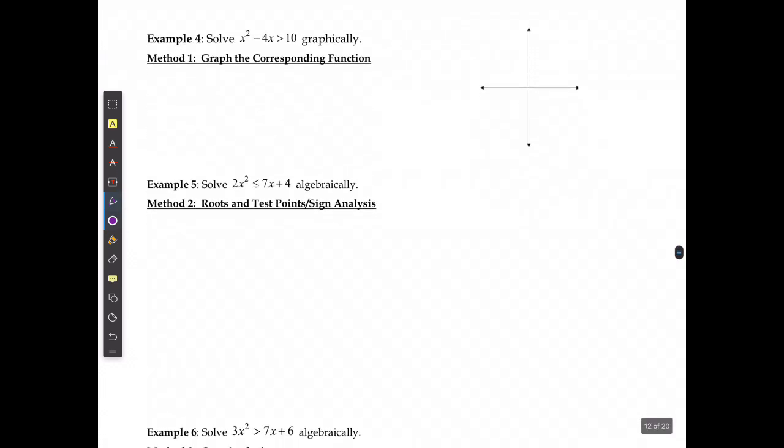Okay, so for examples 4, 5, and 6 here, we're just practicing the different possibilities. We're taking a look at our graphing method like we had before, and we're going to start by isolating everything on one side of the equation. x squared minus 4x minus 10 is greater than 0. I'm going to graph it on my calculator and find the x-intercepts. And in this case, when I graph it on my calculator, it's going to look something like this.